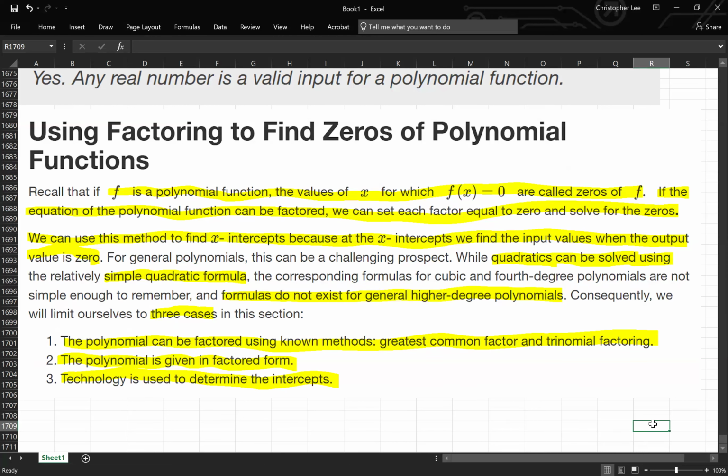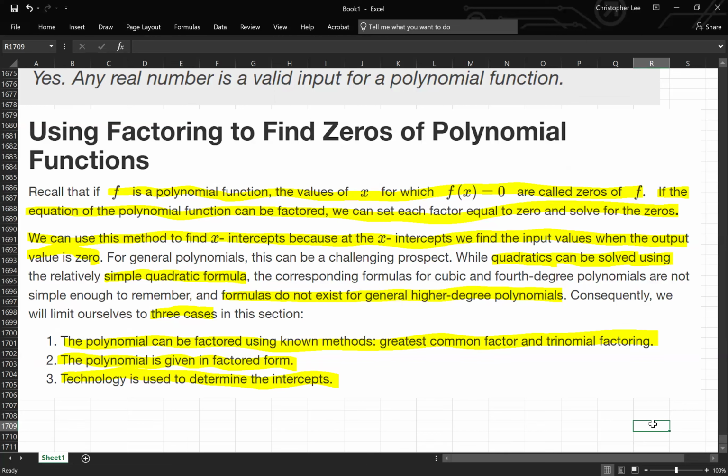For general polynomials, this can be a challenging prospect. While quadratics can be solved using the relatively simple quadratic formula, the corresponding formulas for cubic and fourth degree polynomials are not simple enough to remember, right? The formulas do not exist for general higher degree polynomials. Consequently, we will limit ourselves to 3 cases in this section, all right?